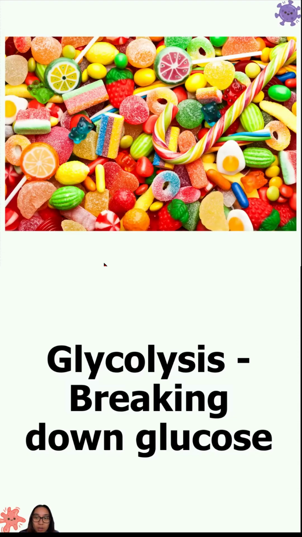So in this video, we are going to cover the concept of glycolysis, which is a process that happens in cells that breaks down glucose. So why do I have this picture of candy? Well, remember that glucose is a type of sugar, so we are going to be breaking down sugar for energy. And yeah, glycolysis is something that all cells do to break down glucose for energy.